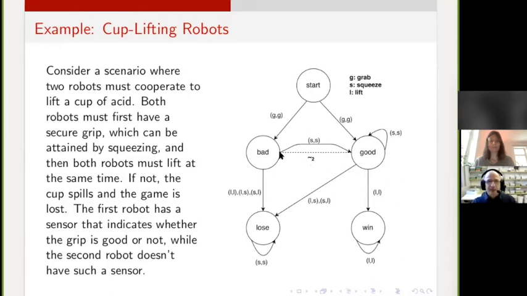Now, I said that the second robot does not have the sensor for whether the grip is secure or not. This is modeled through this equivalence relation indicated by this dotted line with index 2, indicating that for the second robot, these two states are indistinguishable. So we put them in one equivalence class for this robot. Any question about this example so far?